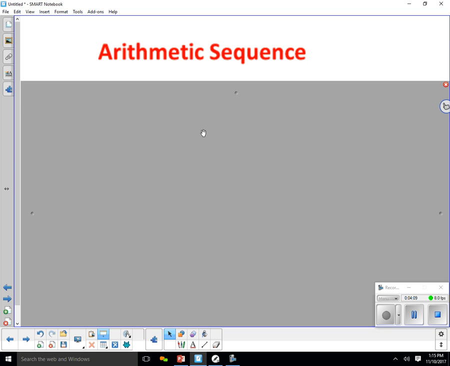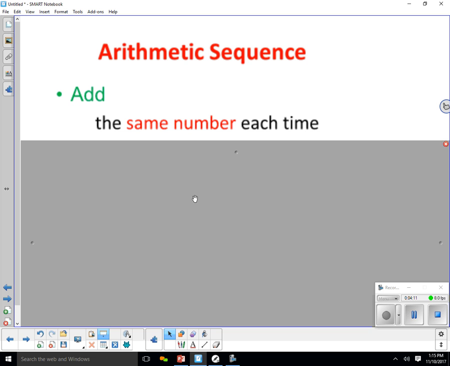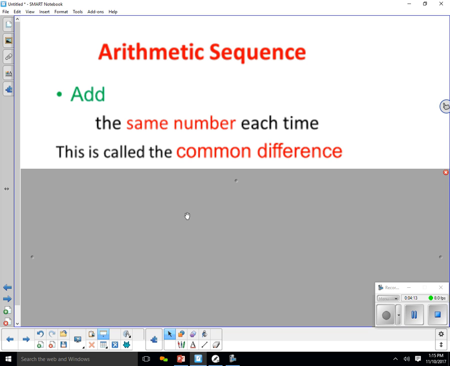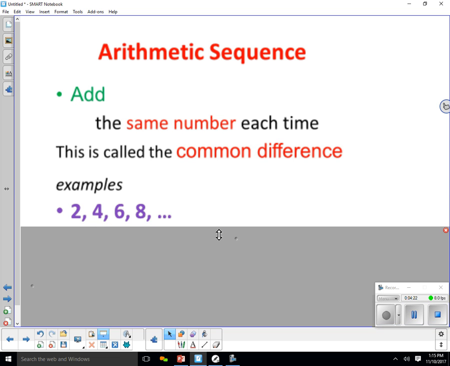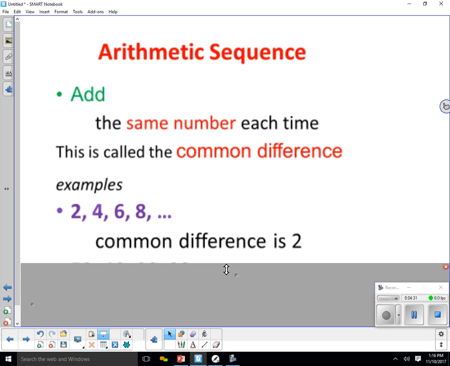All right, arithmetic sequence. Now, y'all don't have to copy this one, but we're going to kind of go over it. Kind of a review. We're adding in an arithmetic sequence, okay? And it's called a common difference when you're doing the same thing every time. So let's look at this one. 2, 4, 6, and 8. What am I doing between each term? I'm adding 2. So the common difference is 2.